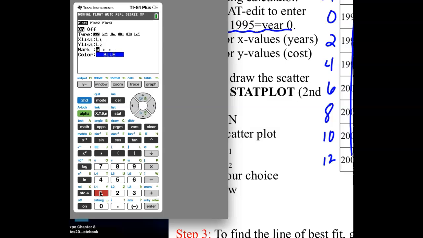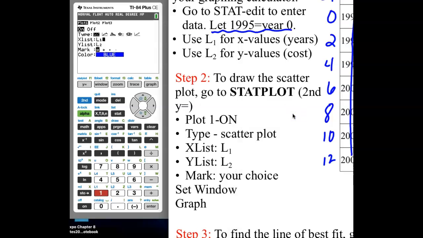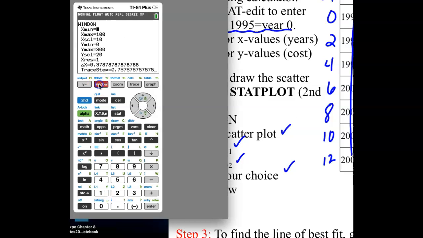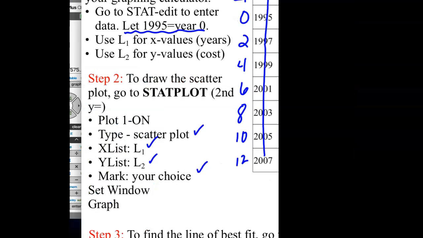Okay. The next thing that we want to do, we've put our scatter plot in, we've turned it on, we've told the calculator which lists to use, we've put down what kind of mark we want. We now have to set the window. So go to your window key. Your window is right next to your y equals screen, or your y equals key. And we're going to adjust the window to fit this data.